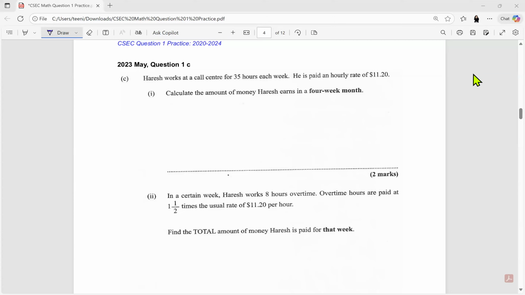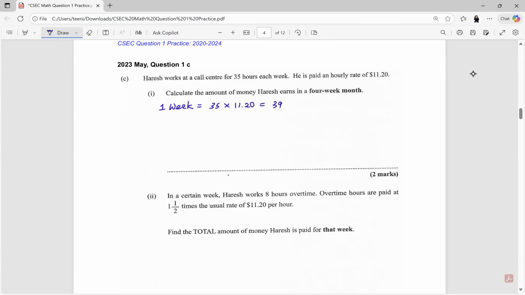I'm sorry. Yes, love. Calculate the amount of money he earns in a 4-week month. How would we do that? Okay, so the first thing I would do is calculate how much he earns in a week. Since he works 35 hours each week, I would say 35 hours times $11.20. Give me a second, I can work it out. So he works 35 hours a week for $11.20 each hour. So that's $392 a week. Correct.